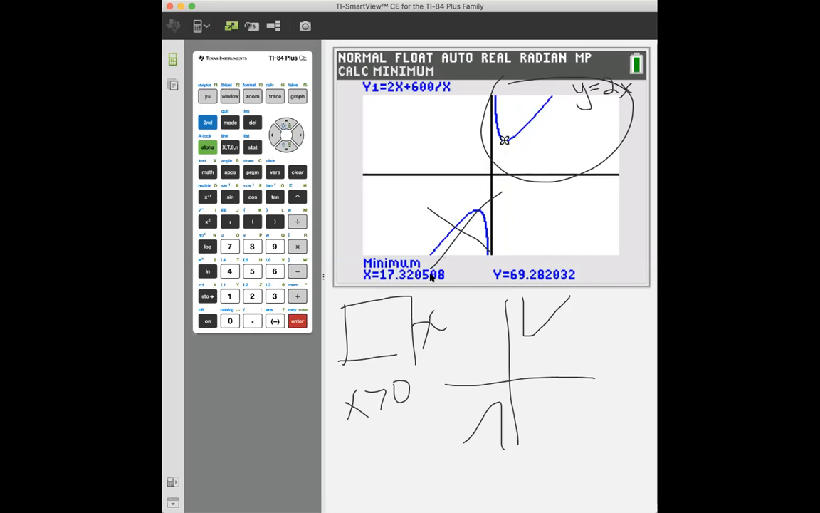And it's telling you x equals 17.32. And in this class, we said 3 decimal places, so 17.321. And in that case, then y, which is our perimeter, will be 69.282. Okay, so let's go look at that within the context of the problem.